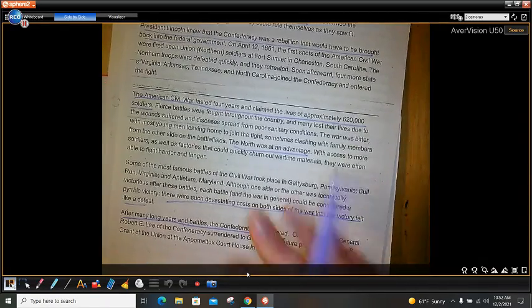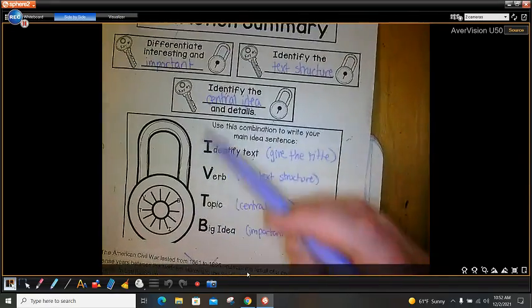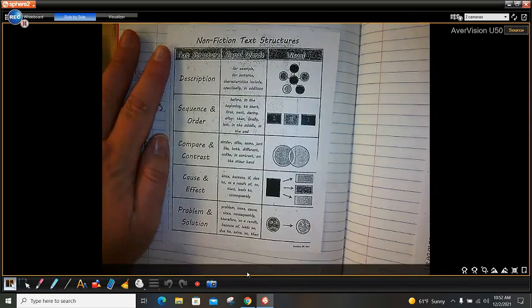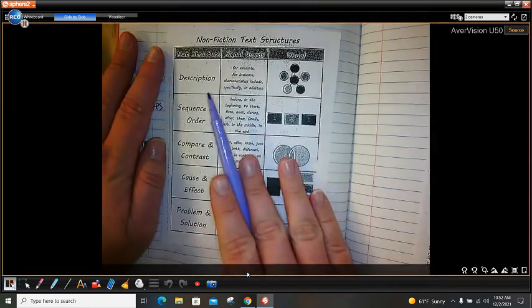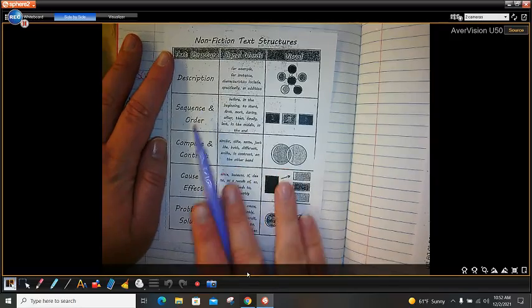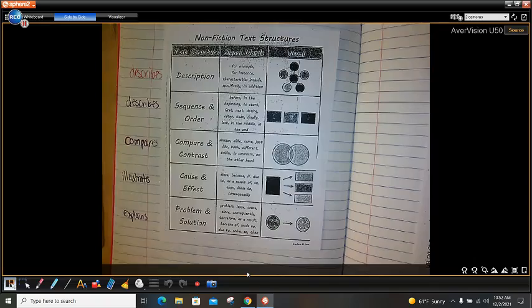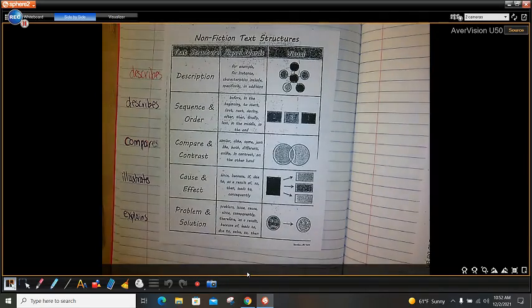All right? So now that we've identified the important facts, we need to identify the text structure. So we're going to look at our text structure and think. Was it description, sequence and order, compare and contrast, cause and effect, or problem solution? Is there any off the bat that I really know this definitely wasn't that text structure? What text structure was it definitely not?